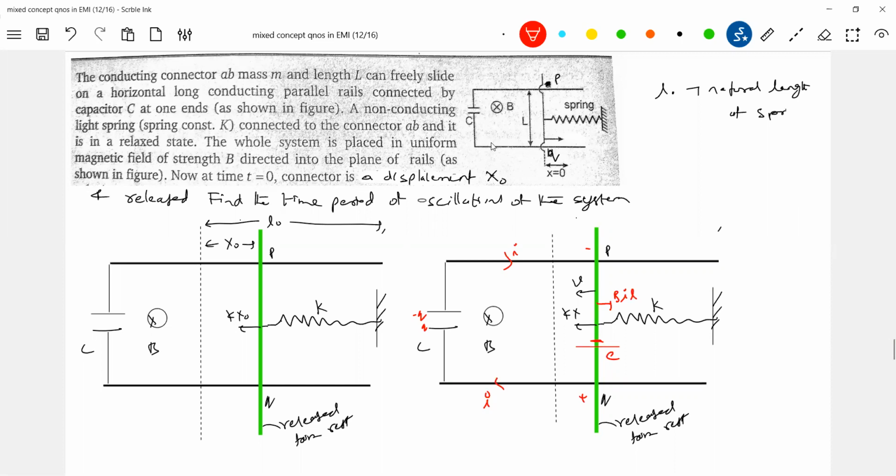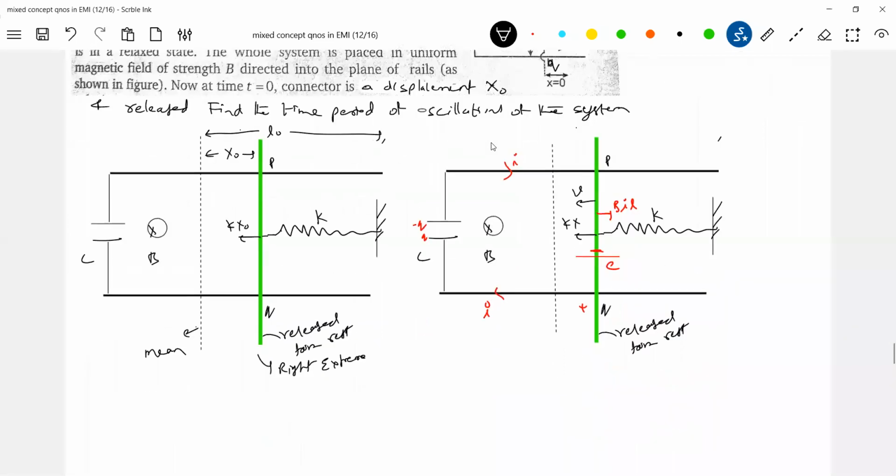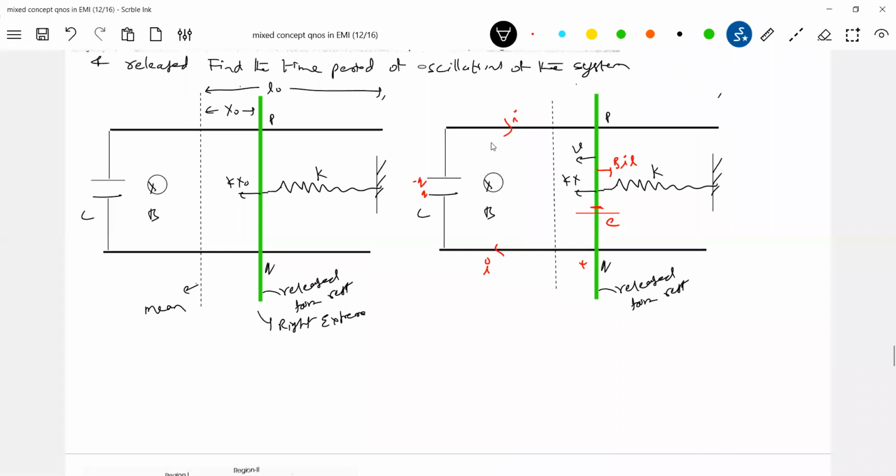This is the right extreme. This will be the mean position. What I'm giving is an intermediate position. Okay, let's write the equation for this. We know there is no resistance here. Look at the entire problem. There's no resistance in the circuit. So what are the basic equations we can write now? Shall I scroll down? This is t equal to 0. This is at any time t.